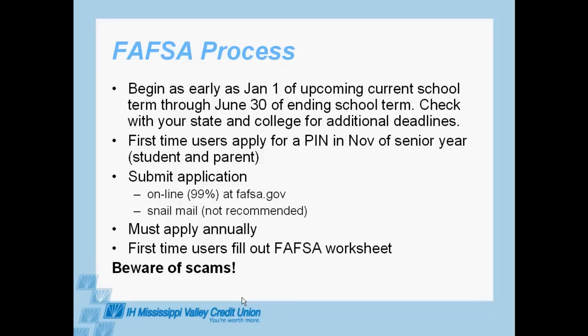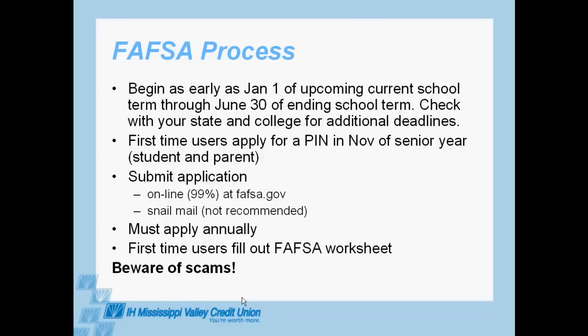Now, as I mentioned earlier, completing the Free Application for Federal Student Aid creates an opportunity for you to get money from your state and school as well. Your state and school will have different deadline dates. So again, you can begin completing the application as early as January 1st of the upcoming academic year. To get money from the government, you have until June 30th of the following year.